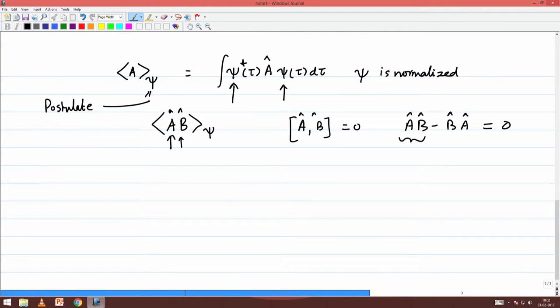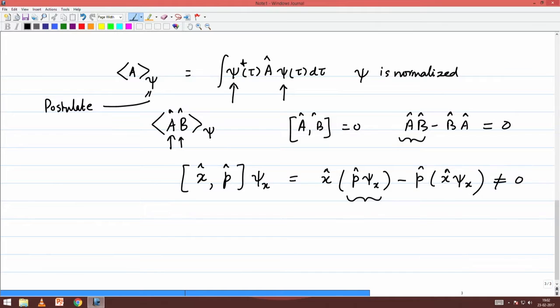Okay? A better way or a more comfortable way to understand this is that suppose we have a position operator for the position of the particle, and we have the momentum operator for the momentum of the particle, and if the state of the system is given as psi of x, okay, then what this commutator essentially means is it is x p on psi of x minus p on x psi of x.